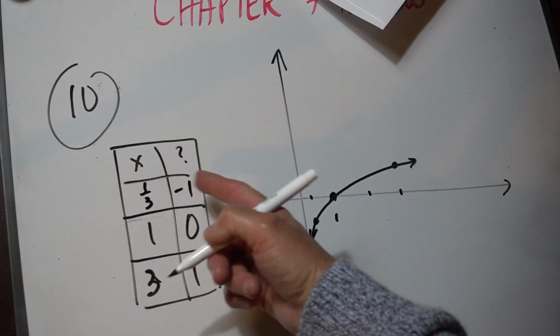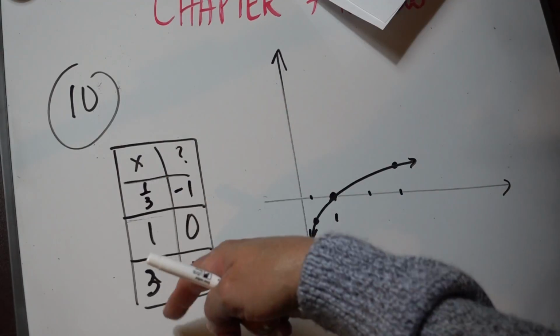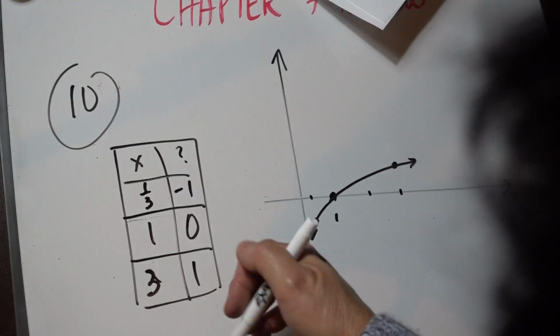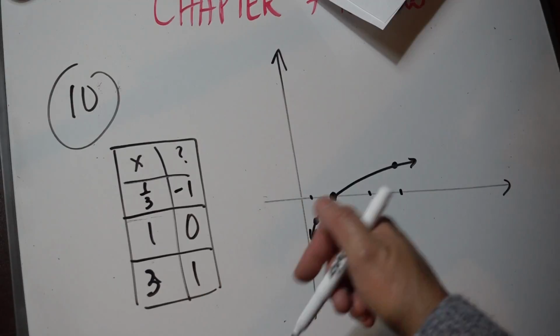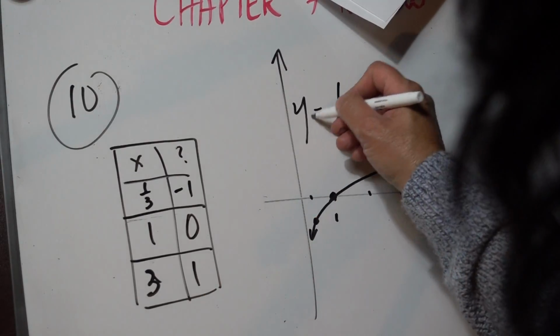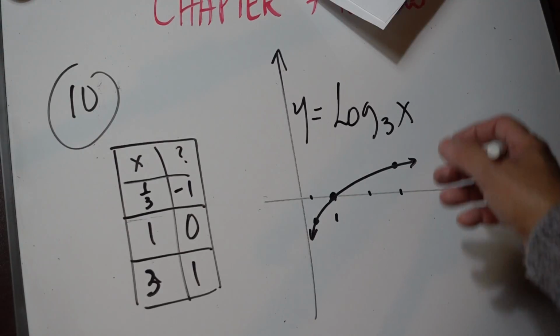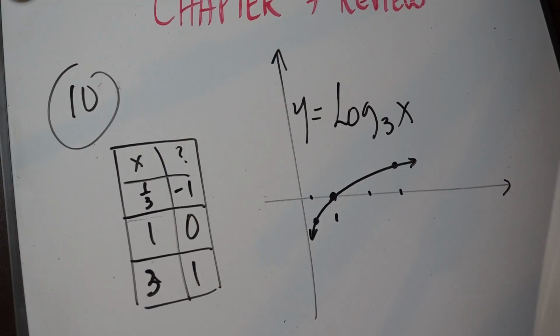So this is the inverse. If you read it, this is x and this is y. This is 3 to the x. But the inverse of 3 to the x is log base 3 of x. This is the function that we want. Like I said, this is a very, very easy problem, but I wanted to include it for you guys to do a very good review.